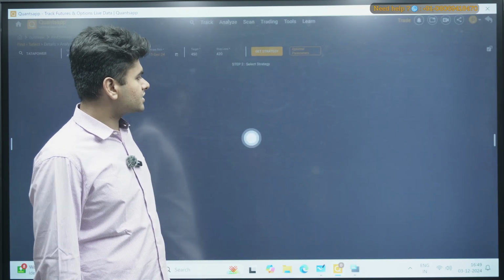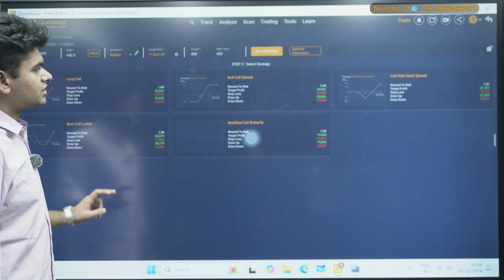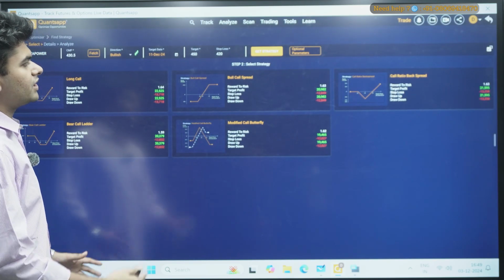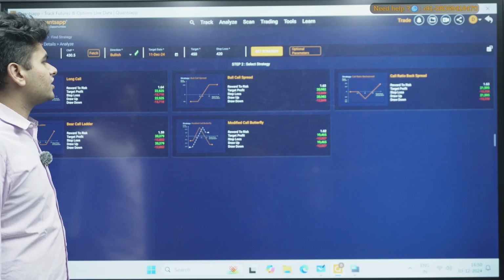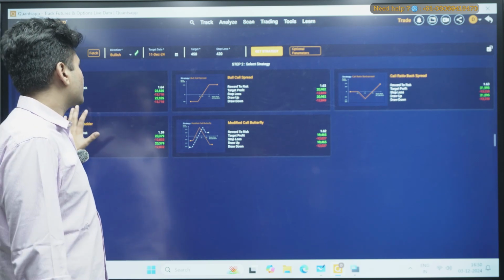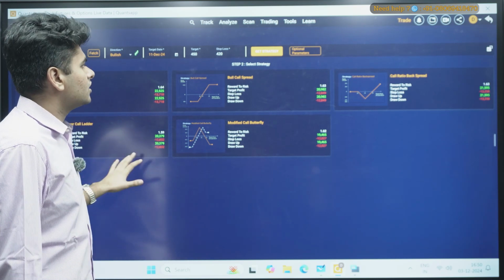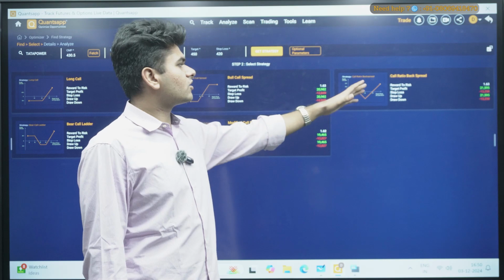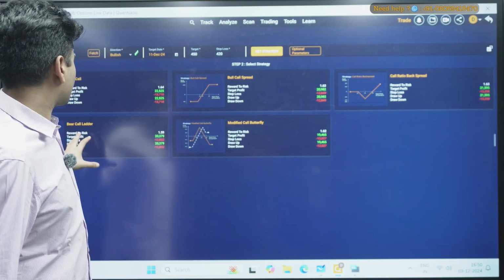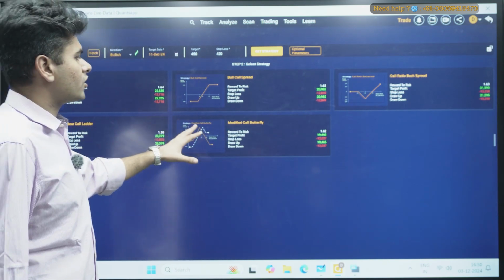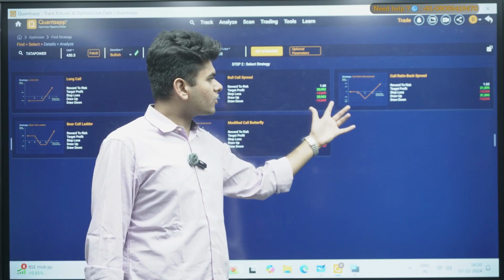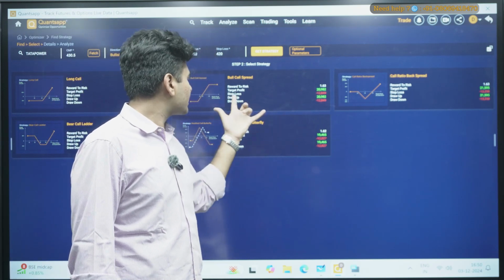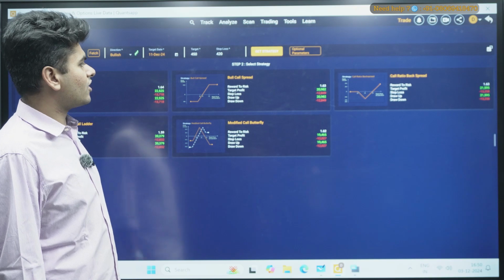When you apply this, as you can see, strategies are already made and given to you. Now with risk to reward, all kinds of strategies are given to you. It is suggesting you can buy a long call, you can make a bull call spread, a call ratio back spread, a bear call ladder, and a modified call butterfly. So risk to reward is identified for all. With that you are seeing target profit, stop loss, drawdown and all of that.